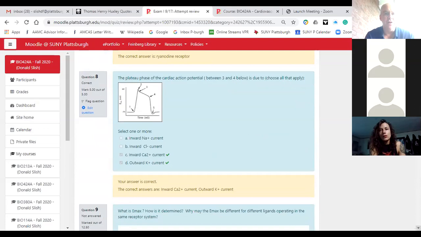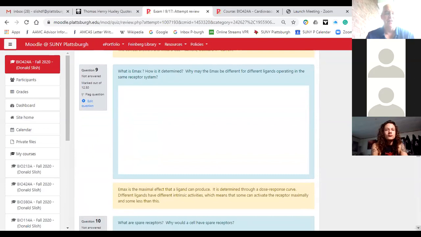The plateau phase of the cardiac action potential between 3 and 4 below is due to, choose all that apply. So you had to put both calcium and potassium because calcium's going in, which would make the membrane more positive, but potassium's going out, which makes it more negative. So they kind of cancel each other out to a certain extent, and you get that plateau phase. And we'll talk about that more today, I think.